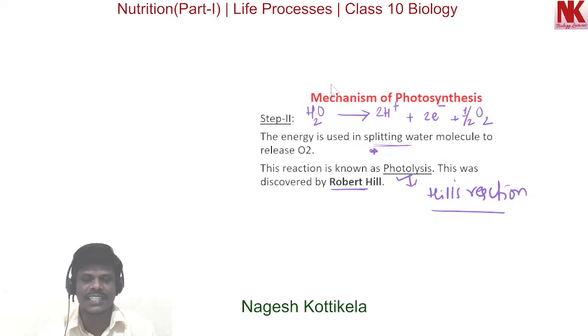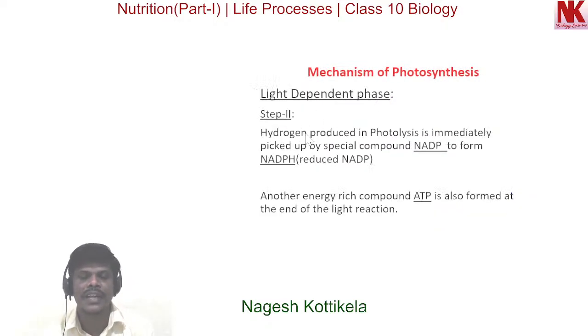Now moving to the next. Water is splitting and forming protons and electrons, and oxygen is also formed. Oxygen is released into the air. These protons are used for the formation of NADPH, and the electrons are used for the synthesis of ATP molecules. Now let's discuss a few more details about this. The hydrogen, the protons produced in photolysis, are immediately picked up by a special compound called NADP to form NADPH.